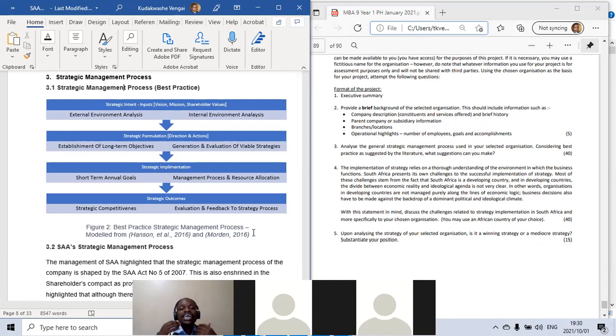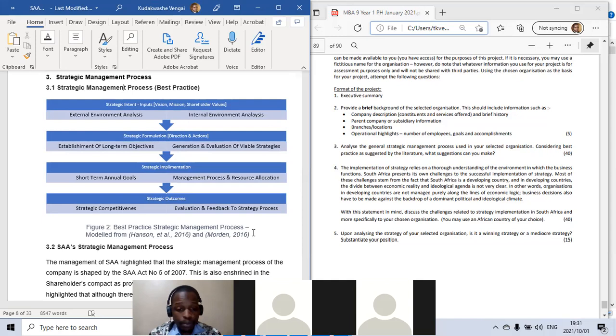Then once you have done your strategic implementation, you go to the last stage, which is your strategic outcomes. You're now asking, have you achieved strategic advantage, or competitive advantage, from the process that you've undertaken? If the answer is yes, then you repeat the process. If the answer is no, it means that you need to evaluate the environment again. You need to evaluate again the strategies that you've used, to provide feedback to the process so that you can correct and adjust your strategies, so that they can be more profitable than they were in the beginning. So that's basically a standard strategic management process.